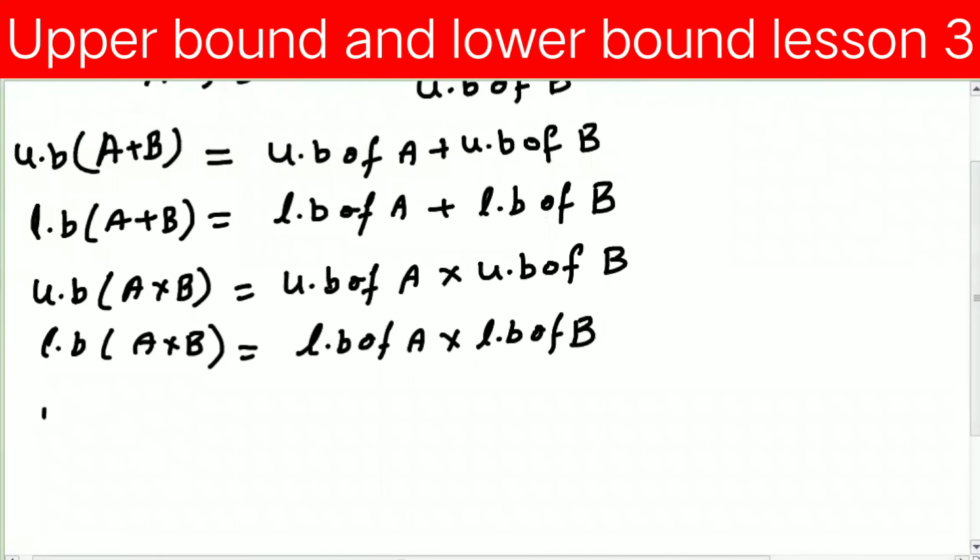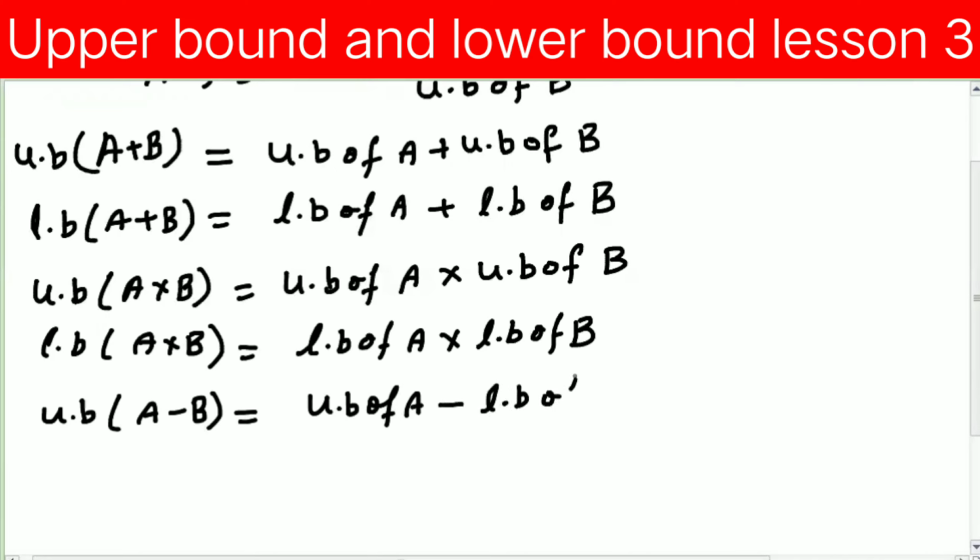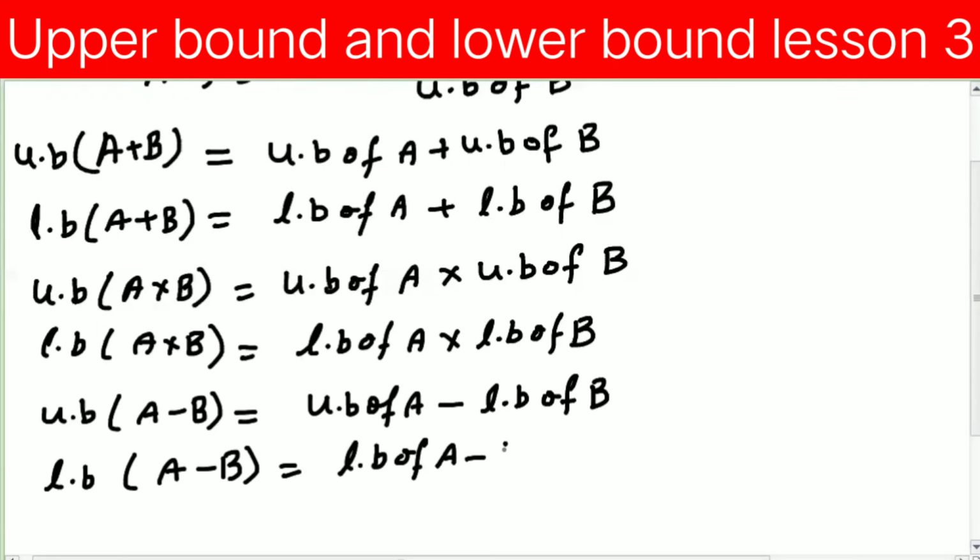If I have to find upper bound of A minus B, then I will use upper bound of A minus lower bound of B. And if I have to find lower bound of A minus B, then I will use lower bound of A minus upper bound of B.